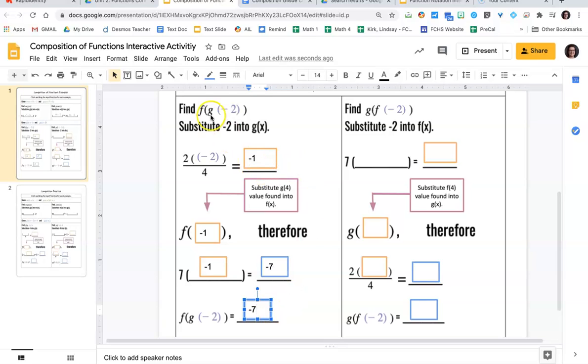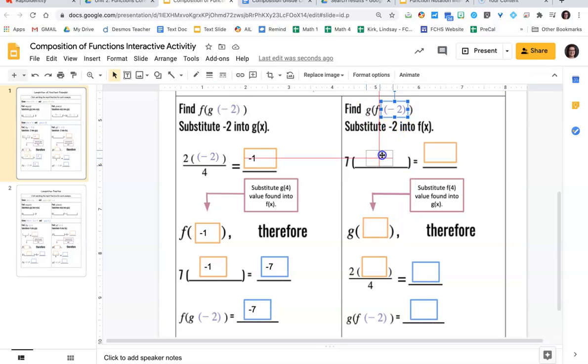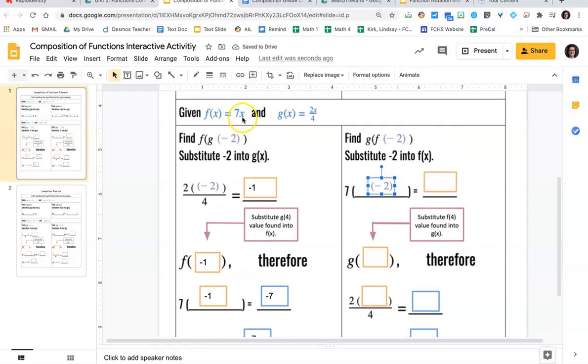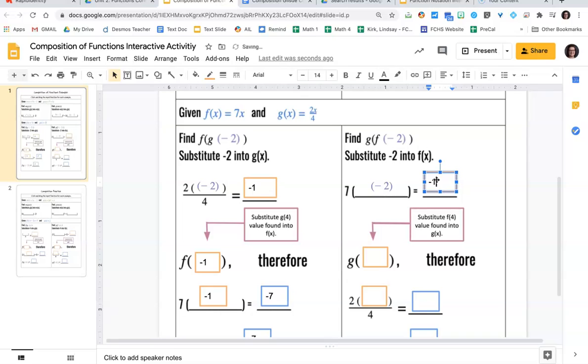All right, so that value is going to be very different from g of f of negative 2, because it's a different process. This time we're going to plug the negative 2 into the f function, and then we're going to get that and plug it into the g function. So we're going to substitute negative 2 into the f function. My f function, if you remember, was 7 times x. So we took the x out and put in negative 2, and that's going to give me negative 14.